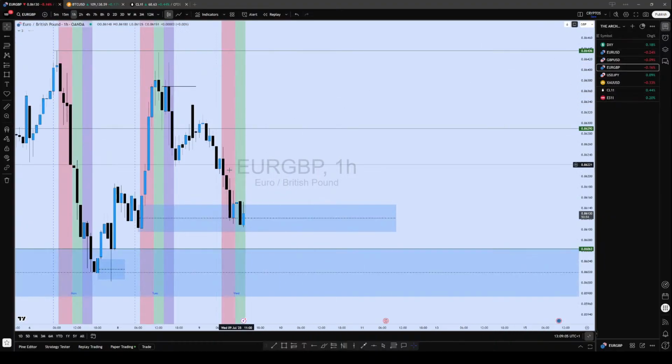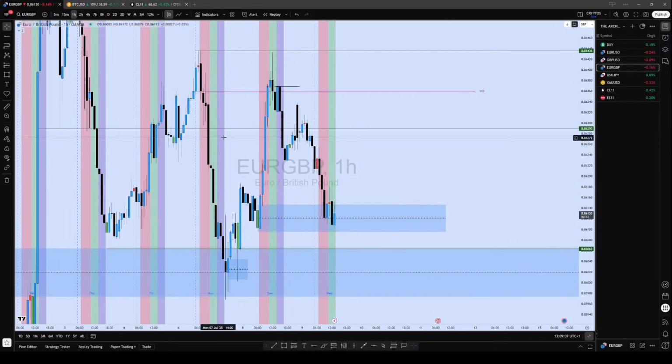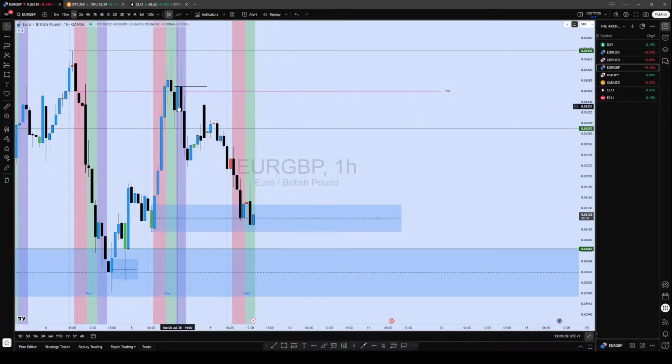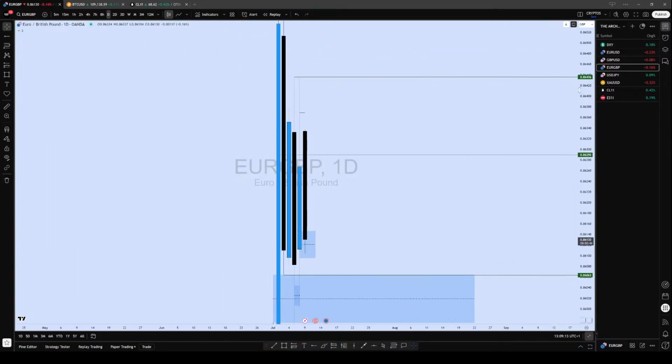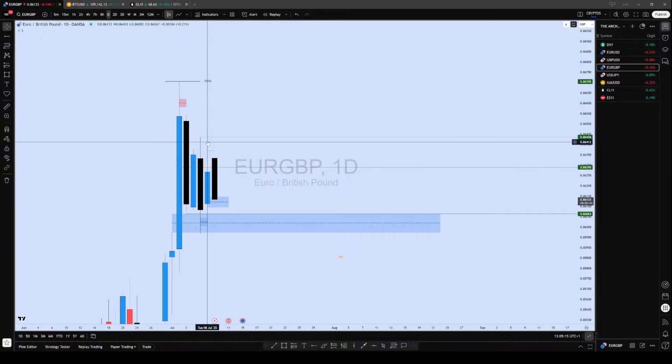Euro pound, I think they couldn't sustain that close, or they couldn't sustain a move to go above this high. Okay, so now we are stuck in a consolidation, which is okay because it allows the euro and the pound to move simultaneously. Okay, so nothing to be done on this.